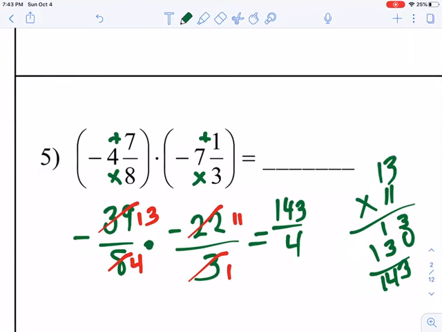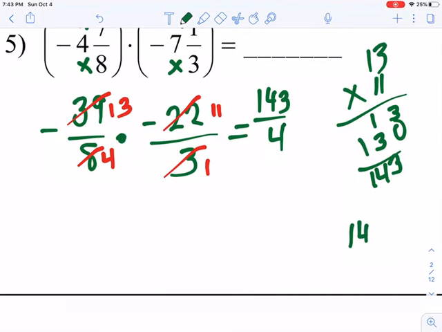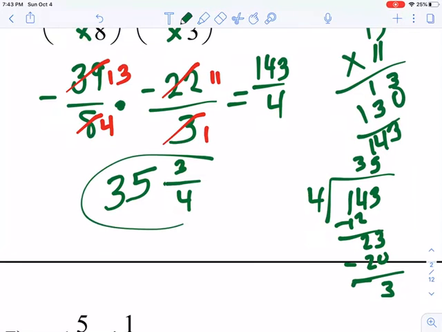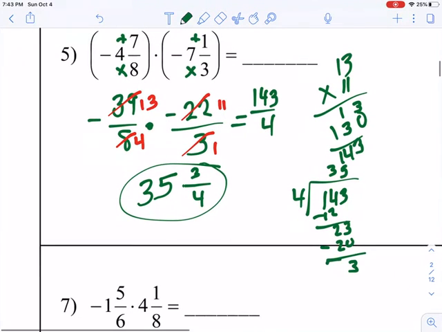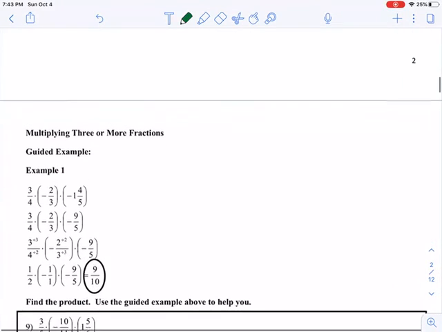143 out of 4. Now you have to go back to a mixed number if you have an improper fraction. So 143 divided by 4. I can go 3 times, 23 left over. 4 into 23 would go 5 times with 3 left over. So you read this as 35, that's your whole number. The leftover is your numerator, out of 4. And that was a negative times a negative, so it is a positive. Okay, so you can try the other examples there.